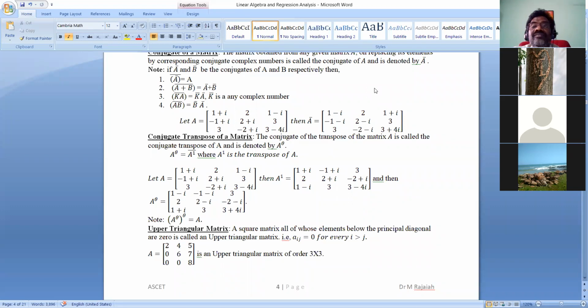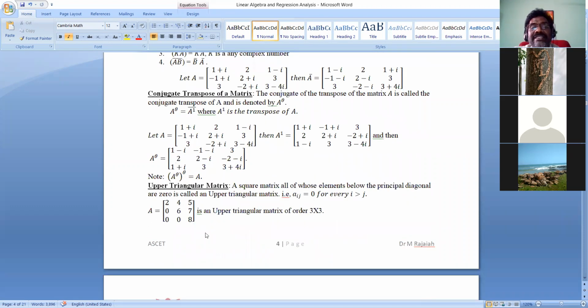From this, we replace the entries of A dash with their conjugates, and we get 1 minus i, 2, 1 plus i, minus 1 minus i, 2 minus i, 3, 3 minus 2 minus i, 3 plus 4i. So A theta equals A dash whole bar, or A bar whole dash. And A theta whole theta is nothing but A, because the conjugate transpose of the conjugate transpose is the matrix itself.